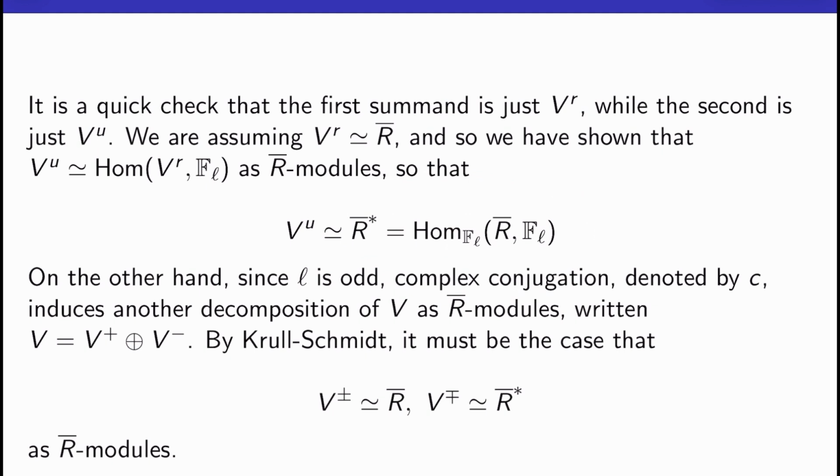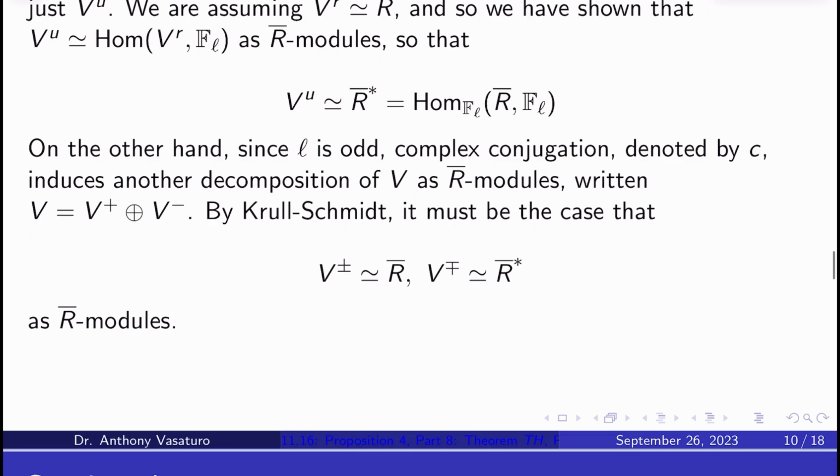On the other hand, since L is odd, complex conjugation, which we'll denote by C, induces another decomposition of V as R̄-modules, which we will write as V equals V^+ direct sum V^−. And so by Krull-Schmidt, it must be the case that V^+ or V^− is isomorphic to R̄, and V^− or V^+ is isomorphic to R̄^* as R̄-modules, if you just compare the two decompositions up here.